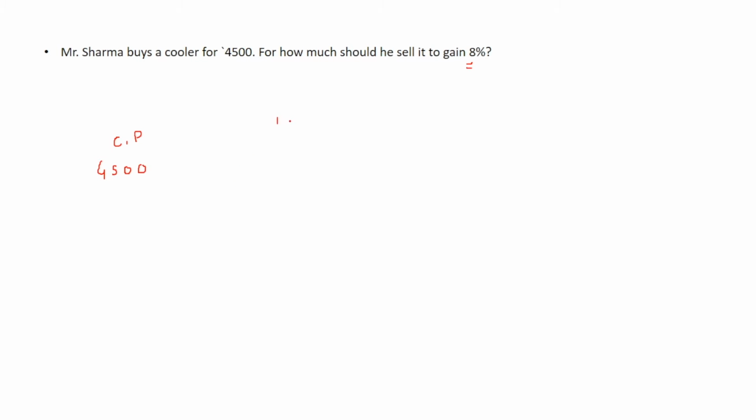So I told you, 100% he always has, and 8% means plus 8. So actually he wants to sell it at a price of 108% of the cost price. So that will be your selling price. So cost price into how much percentage gain? 8%. So 100 he always has, and 8% you need to add. So now this is 108 by 100 times the cost price, which is the selling price at which he will sell that product. Okay, simple thing, simple thing.